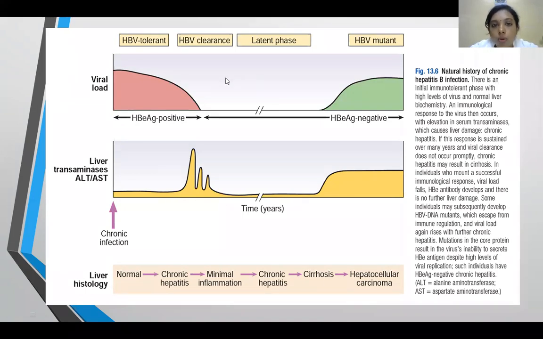In individuals who mount a successful immunological response, initially there will be an immunological response. Then if it is successful, the host has good immunity, and the viral load falls. Now, remember always, HB antigen positive. If the host shows HB antigen positive, it indicates active viral replication. That is, the virus is replicating in the host. So the patient has active inflammation going on.